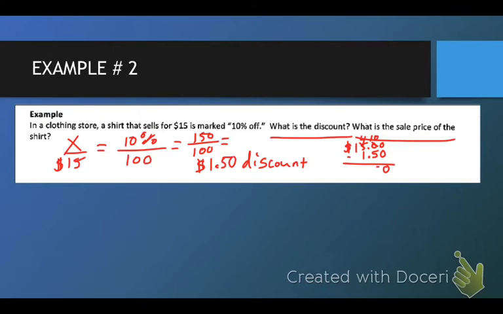10 minus 5 is 5. Bring our decimal point down. 4 minus 1 is 3, and 1. Your answer would be $13.50 sale price. Congratulations. There you go. Example number 1.